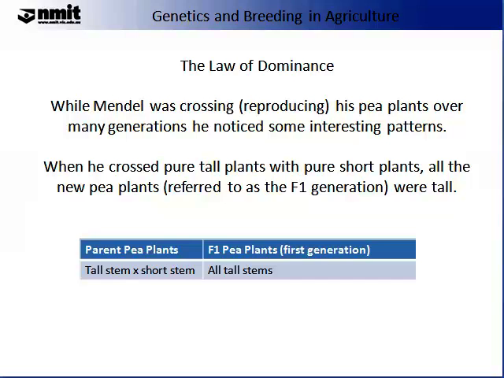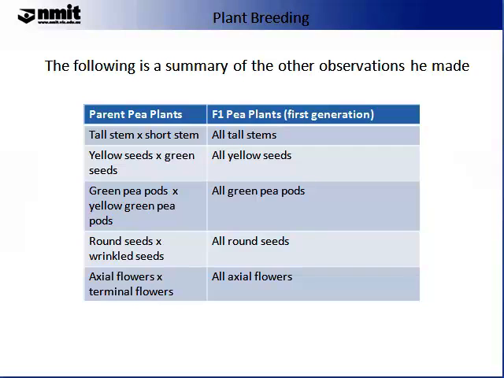The parent plants, pure tall times pure short, produced all tall stems. Similarly, when pure yellow seeded pea plants were crossed with pure green seeded pea plants, he noticed that all yellow seeds were produced in the F1 generation. The same was true for other pea traits, such as rounded seeds with wrinkled seeds, and axil flowers and terminal flowers.